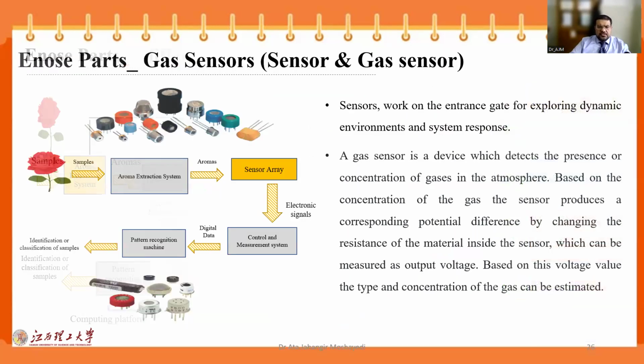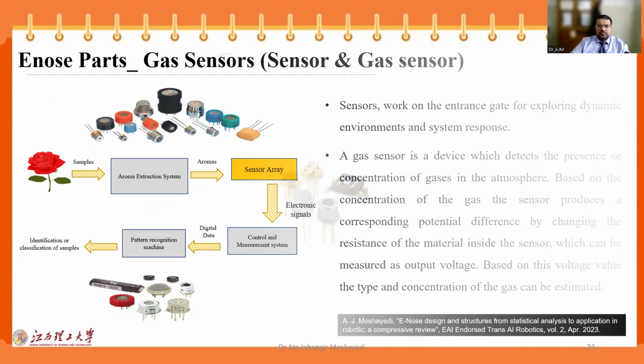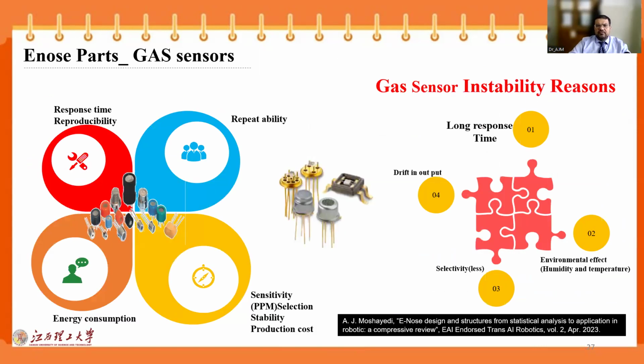The next block is the sensor. For sensors, we have lots of good development, but all this development has one problem. One is that the repeatability of the sensor is not good. Response time of the sensor is one of the famous problems we have. Energy consumption, and sensitivity to the amount of odor, is another one. Along with all these, we have some more problems for our sensor: they have drift in the output, they have less selectivity, and environmental effects, like temperature and humidity, push the signal of our sensors to not have a proper response.